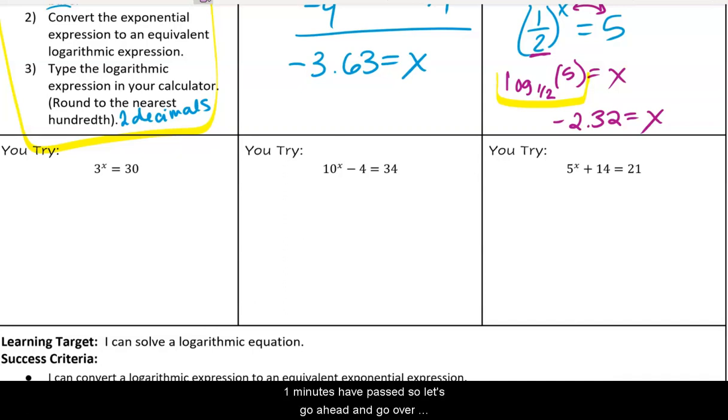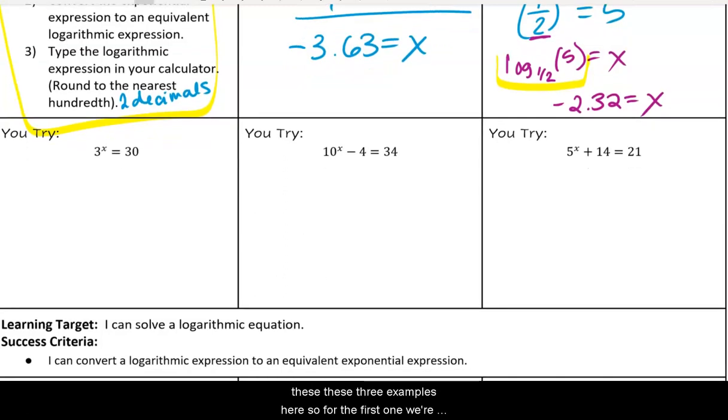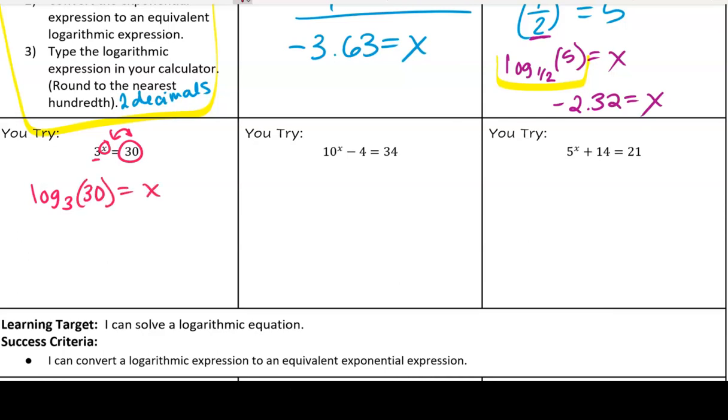Okay, 4 minutes have passed, so let's go ahead and go over these 3 examples here. For the first one, we're going to do the base and switch. Here is our current base, 3, so that is now going to become our base on the log. Then we're going to take the answer and the exponent, and those are going to be switched places. So we have log base 3 of 30 equals x. When we type that into our calculator, log base 3 of 30. And just as a reminder, this is all we're typing in the calculator.